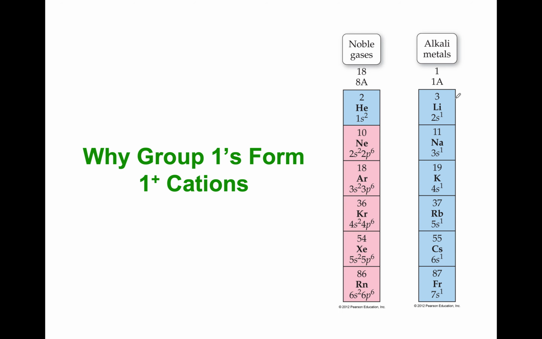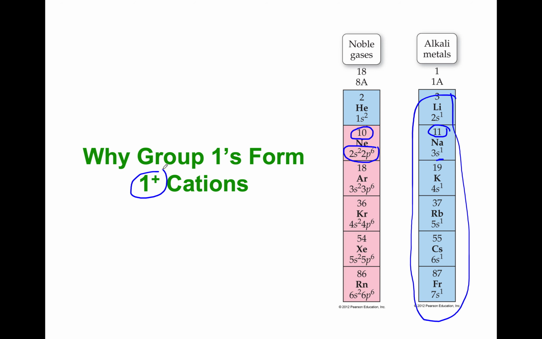If we look here, alkali metals, they're just 1 away. Okay, so if you look at sodium, it has 11 protons, 11 electrons. It's actually just 1 away from neon, which has 10 protons, 10 electrons. So you can see it can give away this 3s1, and then it's left with this electron configuration. So that's why these are +1 cations.